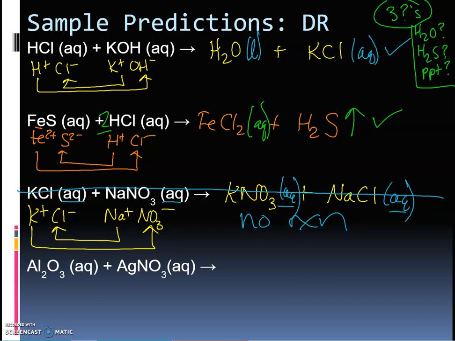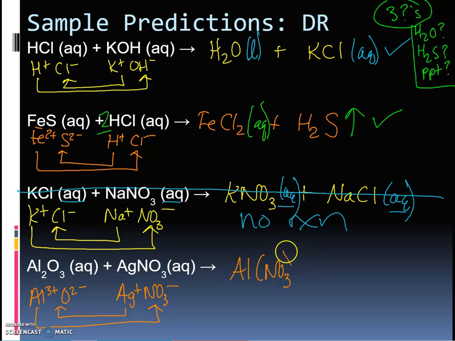All right. Lastly, Al2O3 aqueous and AgNO3. So this is Al3 plus O2 minus, Ag plus NO3 minus. Outsides come together, insides come together. I get Al(NO3) taken 3 times, and Ag plus and O2 minus is Ag2O.